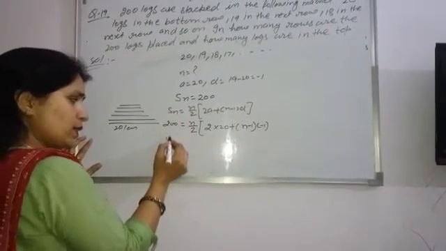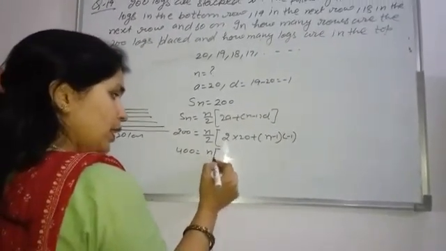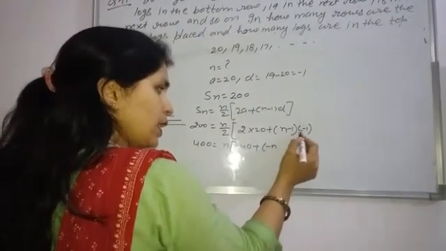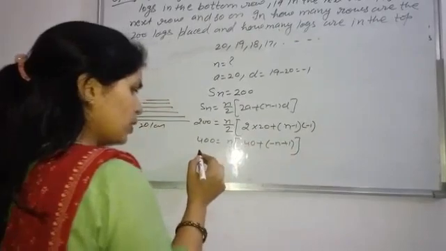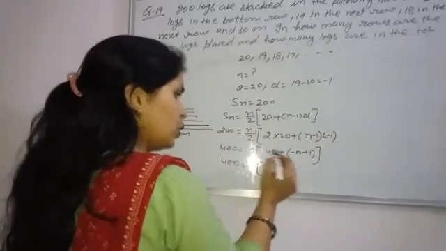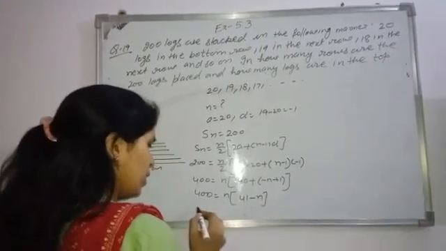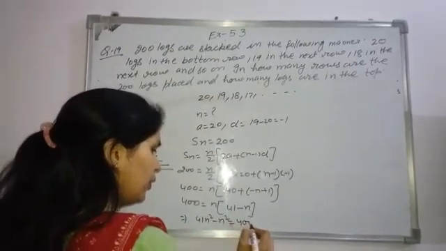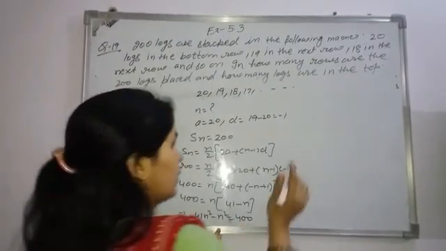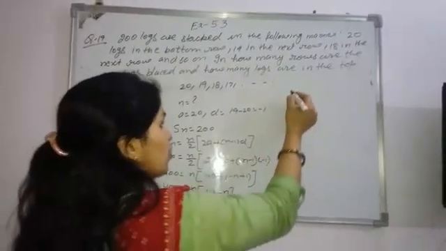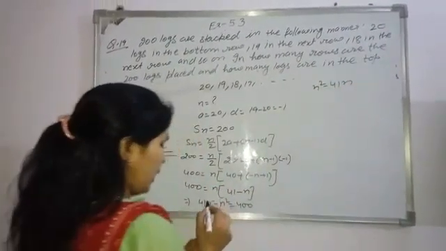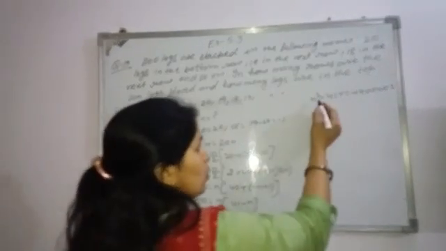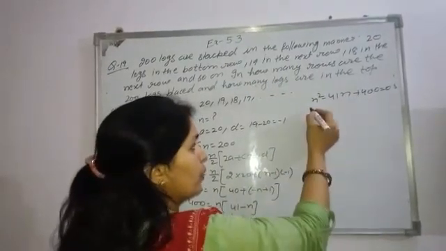When we take the 2 to the other side, 400 is equal to n into 40 plus minus n, and minus minus is plus 1. So 400 is equal to n into 41 minus n. When we multiply, 41n minus n square is equal to 400. Taking these terms to the right hand side, we obtain n square minus 41n plus 400 equal to 0.